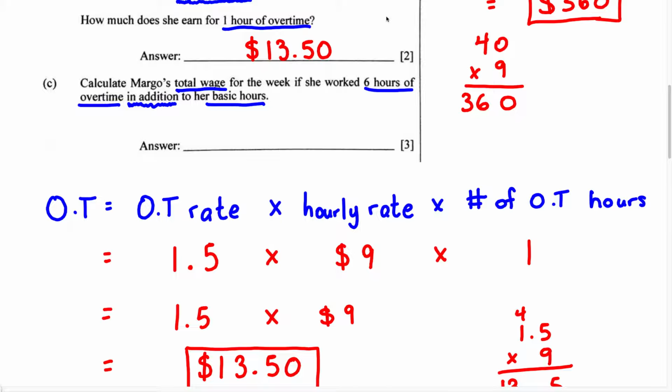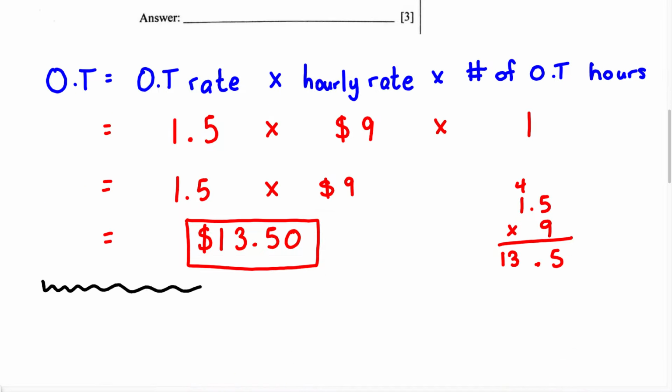Well, the first thing we should do is we should try to find how much she is going to make for the 6 hours of overtime she is going to work. And to find out how much 6 hours of overtime is going to be, all we're going to do is multiply the number of hours, which is 6, by the overtime hourly rate, which is what we found in part B, which is $13.50. So let's solve for this.